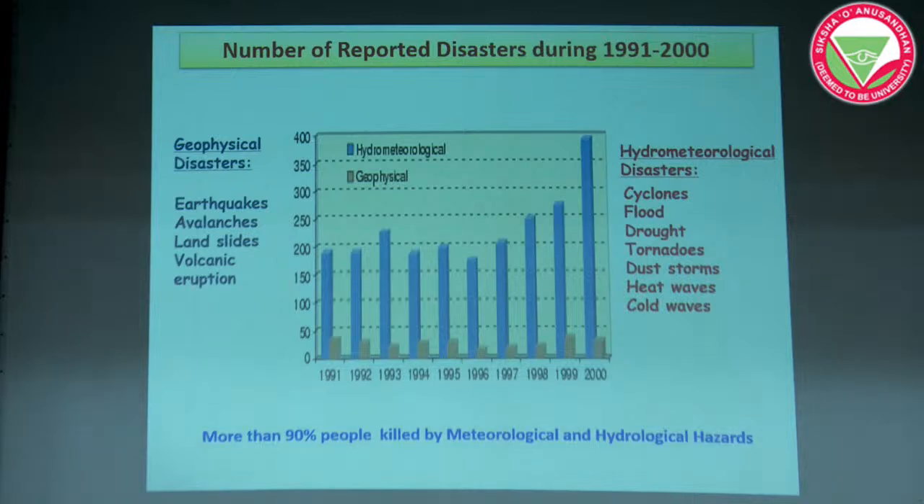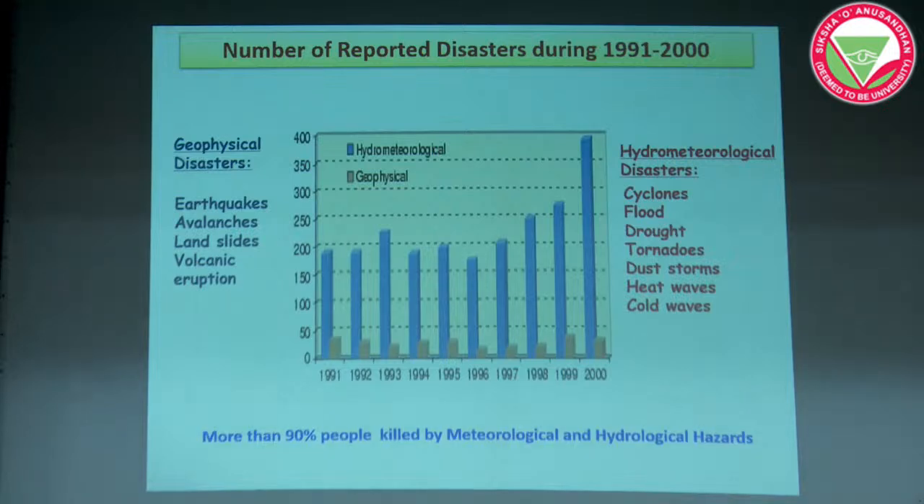And they are like cyclones, floods, drought, tornado, dust storm, heat wave, and so many. The other is the geophysical disasters, which is generally the earthquake, avalanche, landslides, volcanic eruptions, and so on. If we see that distribution, this is a period for which the World Meteorological Organization took a detailed report of the happening of these events around the globe, and you see that the blue one is the hydrometeorological disasters, the brick one is the geophysical disasters.